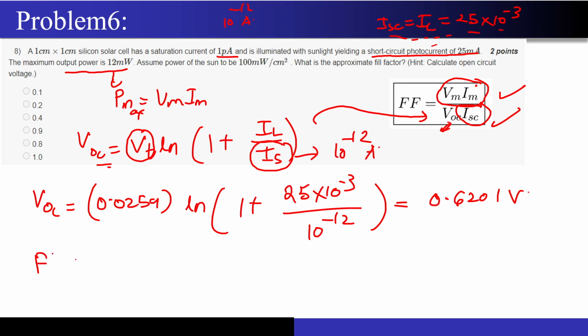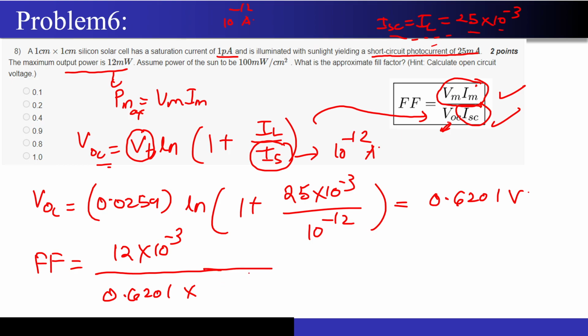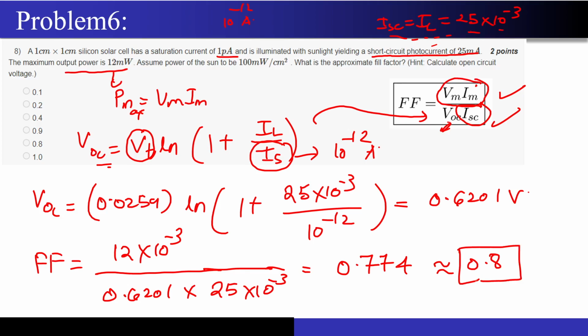So fill factor is what? Vm times Im. This is 12 milliwatts, correct? Given in the question. VOC is 0.6201. ISC has been given to me as 25 milliamperes, 25 into 10 to the power minus 3. So this fill factor value, if you calculate, will be coming out to be very close to 0.774, and I can approximate it as 0.8 actually, correct? So let's see what is the answer that is matching. So this 0.8 is the correct answer actually.